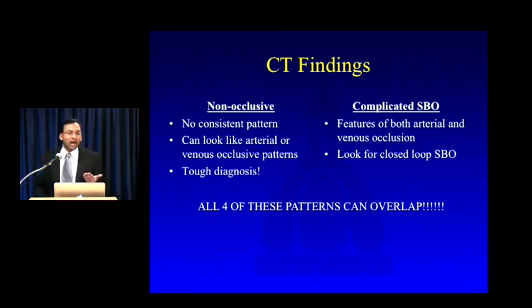Remember, these are bowel obstructions where the arterial and the venous blood supply to that segment of bowel is strangulated and obstructed. And so you may see some loops that look like a venous occlusion, lots of bowel wall thickening, mucosal hyperemia, and you may see other bowel loops that look more like an arterial occlusion with no bowel wall thickening and relative arterial wall hypoenhancement.